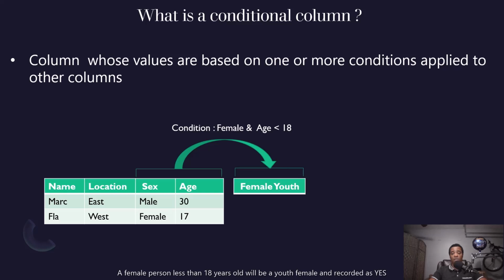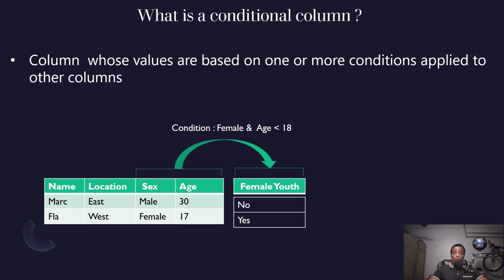So we will create a conditional column with that condition, and whenever we refresh our dataset, we should obtain either yes or no, depending on whether the person is a youth female or not. So basically, this is one of the examples of how we can create a conditional column. So let's go to Power BI, and we'll see how practically we can do that.